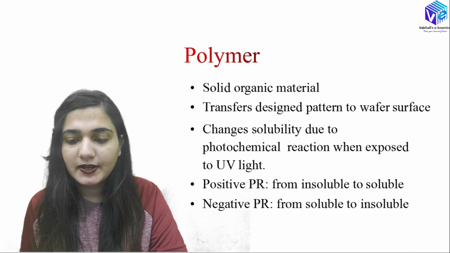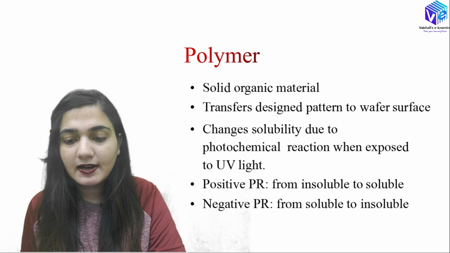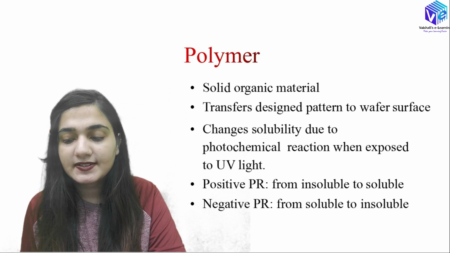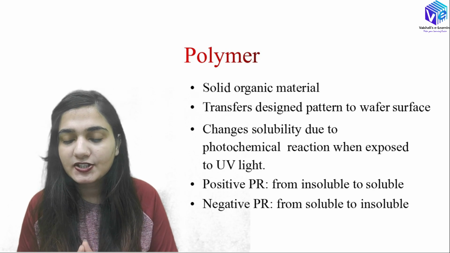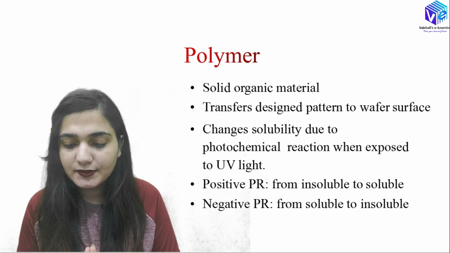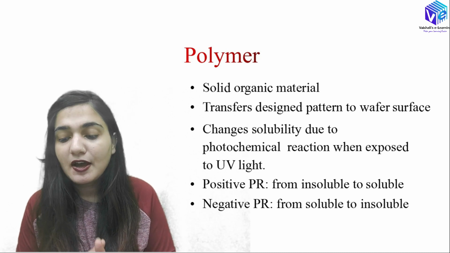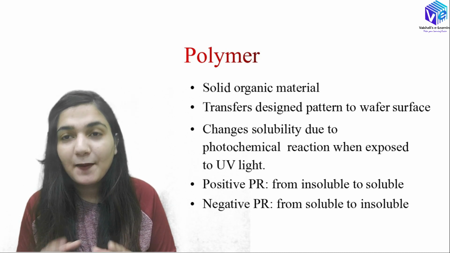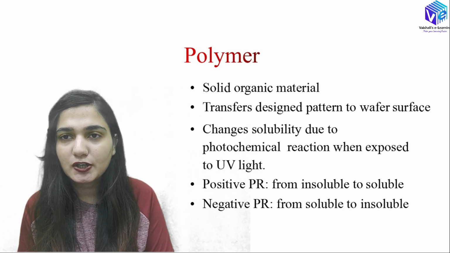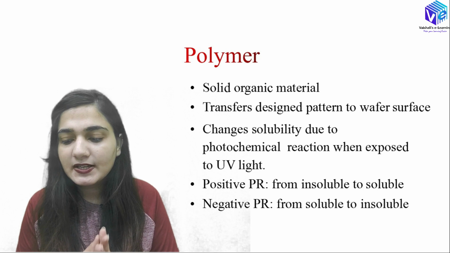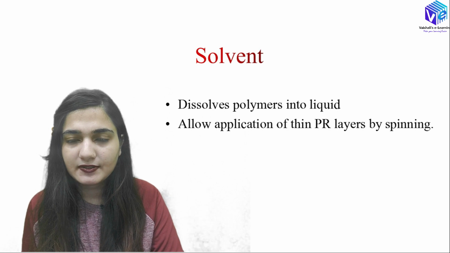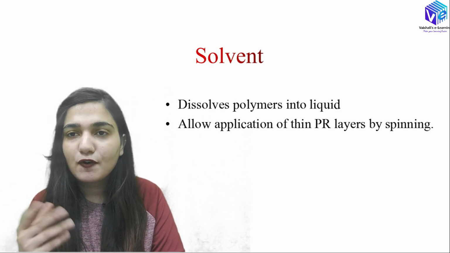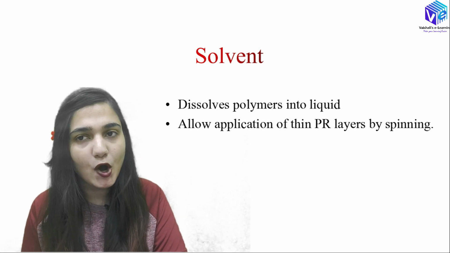First of all, what is polymer? Polymer is a solid organic material inside the photoresist which transfers design patterns on the wafer surface. What happens to the polymer? Polymer changes its solubility due to photochemical reaction when the UV light is exposed on it. So if we have the positive photoresist, it will be making the polymer from insoluble to soluble. In the negative photoresist, the polymer is changing from soluble to insoluble. So I have already told you about these things. Mainly the positive and the negative photoresist differ upon the polymer type.